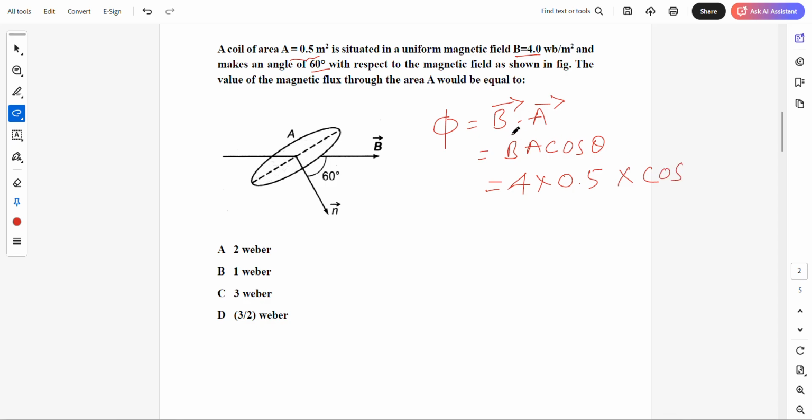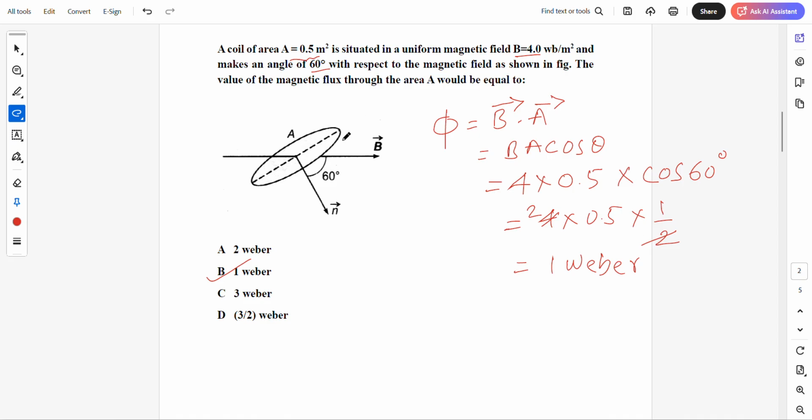Cosine of the angle between B and A, which is cos of 60 degree. That is equal to 4 into 0.5 into 1 by 2. 2 into 0.5 is 1 Weber. 1 Weber is the right answer. So easy it is. You should not get scared of this diagram.